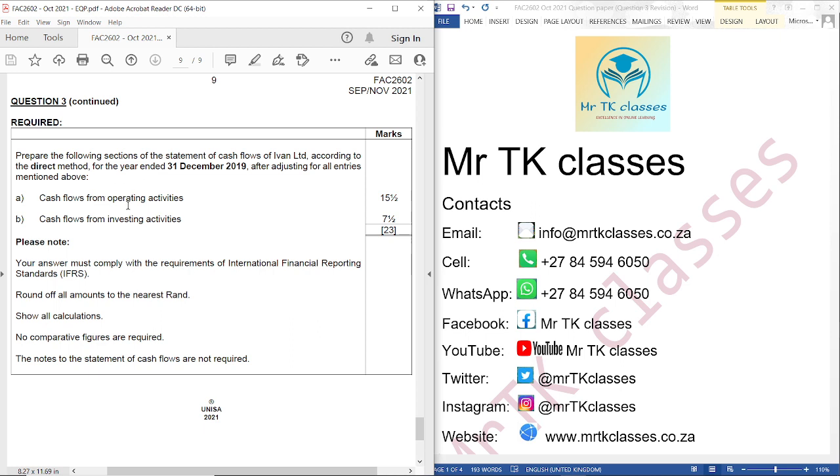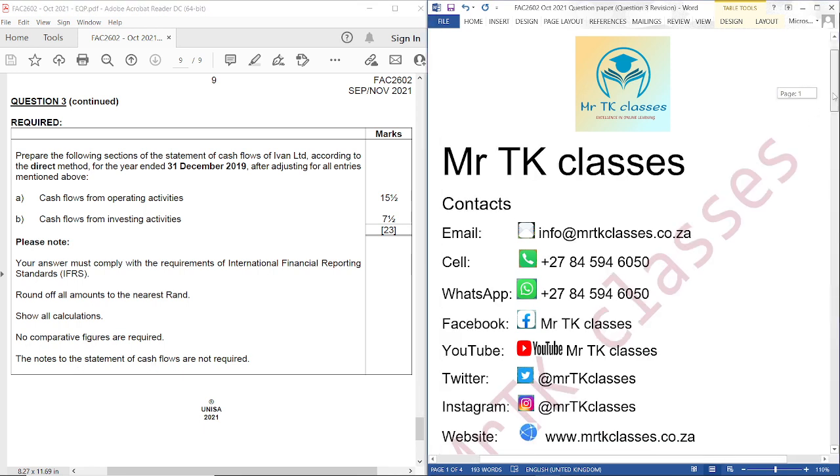A. Cash flows from operating activities. B. Cash flows from investing activities. Please note, your answer must comply with the requirements of International Financial Reporting Standards. Round off all amounts to the nearest rand. Show all calculations. No comparative figures are required. The notes to the statement of cash flows are not required.